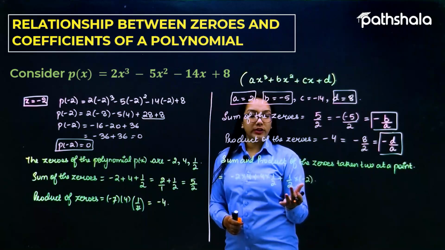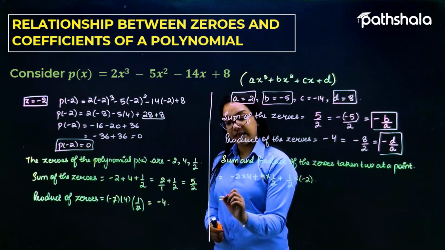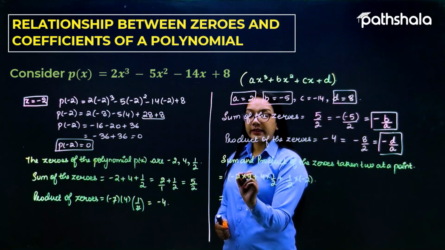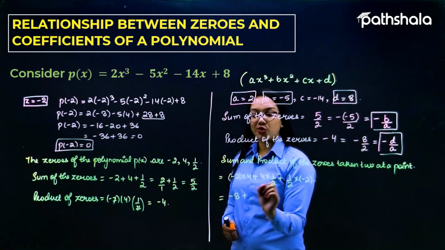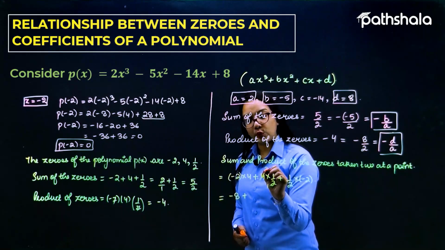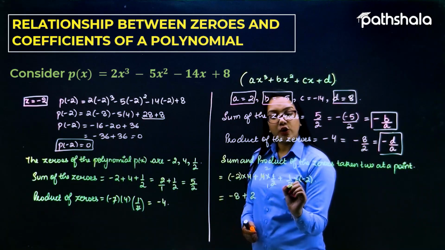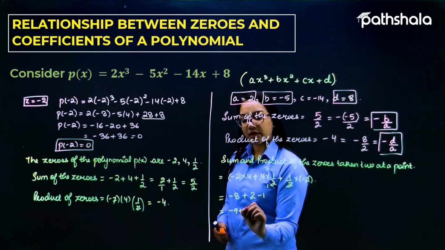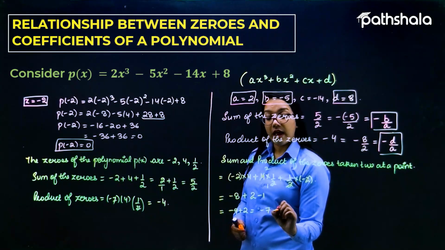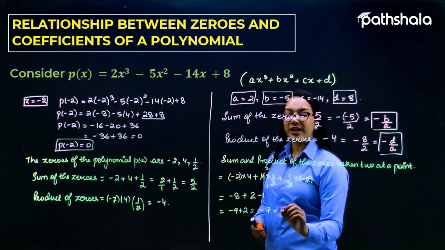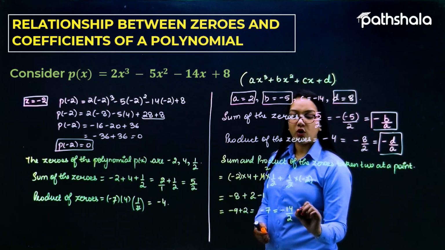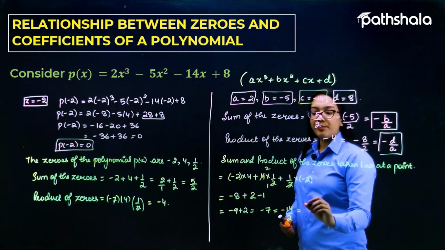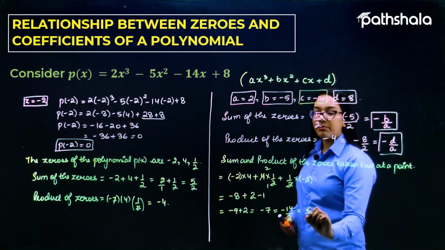Now let's solve all these values. As we can see, minus 2 into 4 is nothing but minus 8, plus 2 into 1, and 2 into 2 is nothing but plus 2. Further, 2 and 2 get cancelled, it is nothing but minus 1. We can express it as minus 9 plus 2, which is nothing but minus 7. And minus 7 can be expressed as minus 14 by 2, and this minus 14 is the value c. So we can express it as c by a.